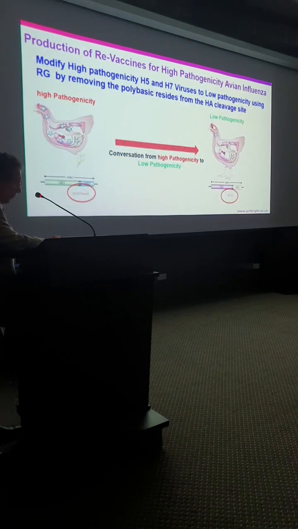For example, here, this is a high pathogenicity avian influenza virus. This is a marker, a polybasic site in the HA. What we do is reduce it to the low path virus, which has only a single arginine. What happens is this virus, which is highly virulent to the chicken, becomes less virulent, and not only to the chicken, but to the embryo.